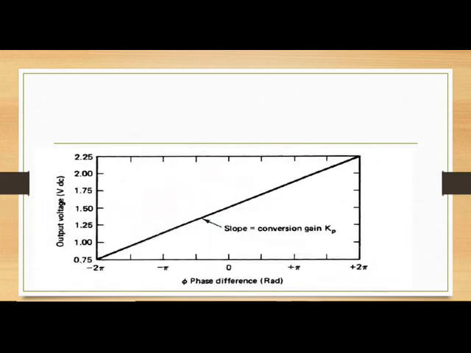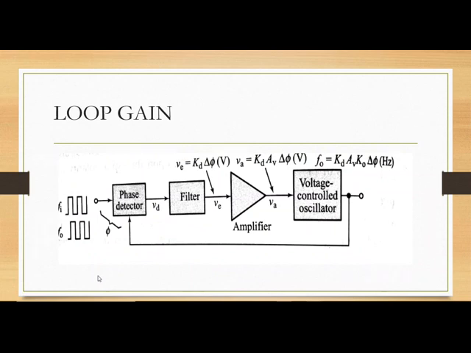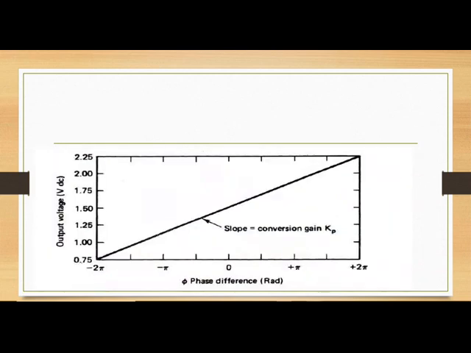So you can see the characteristics of a monolithic type phase detector, wherein the characteristics are linear for a period of 4 pi radians. So we can have the conversion gain Kp equal to V by 4 pi.